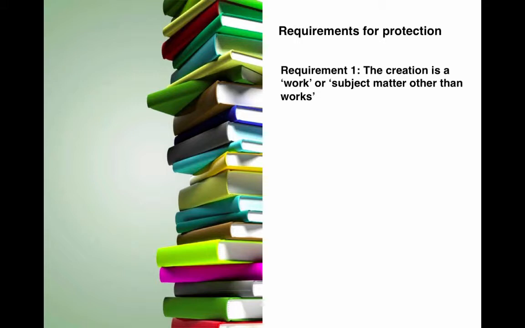The first requirement is that the creation is a work or a subject matter other than works. There are 4 types of work that are protected by the Copyright Act in Australia: literary works, musical works, dramatic works, and artistic works. Literary works are any form of original text: a book, a magazine article, a newspaper article, a journal article, a poem, even an email.